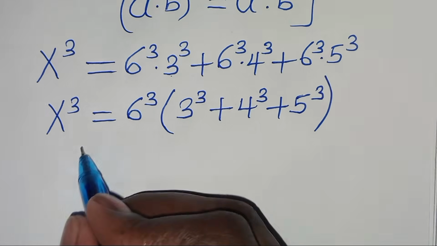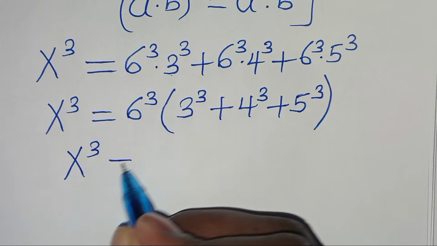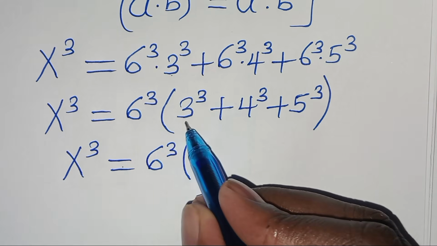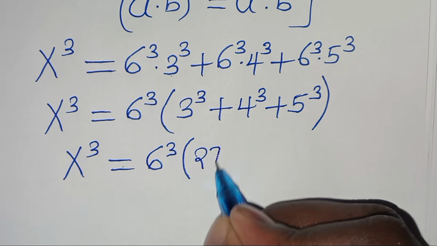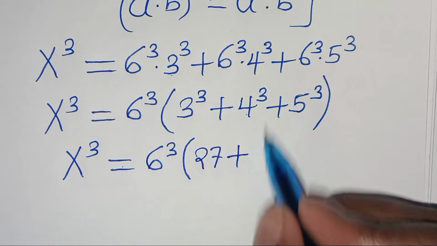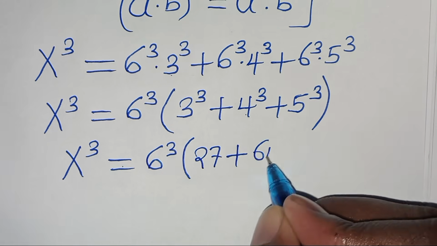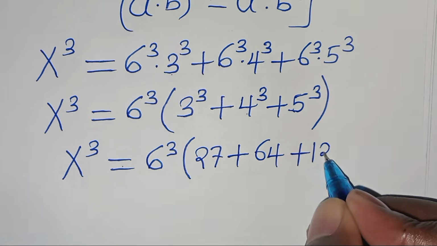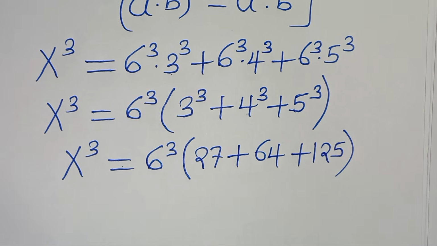The next step, we have x to the power of 3 equal to 6 to the power of 3 times, in the parentheses, 3 to the power of 3, this is 27, plus 4 to the power of 3, this is equal to 64, then plus 5 to the power of 3, this is 125.